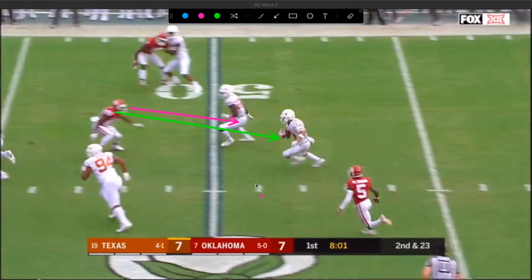He goes through below his waist. I'm sorry. Okay, he goes below his waist forcibly to try to tackle. Yeah, you can't do that. You can't go through like that. Yeah. That's a foul.